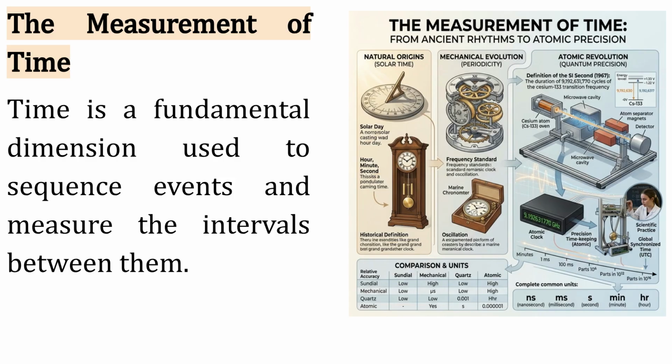Key fact. Historically, a second was defined as 1/86,400 of a mean solar day. Today, it is defined much more precisely, using the vibrations of cesium atoms in atomic clocks to maintain global accuracy.